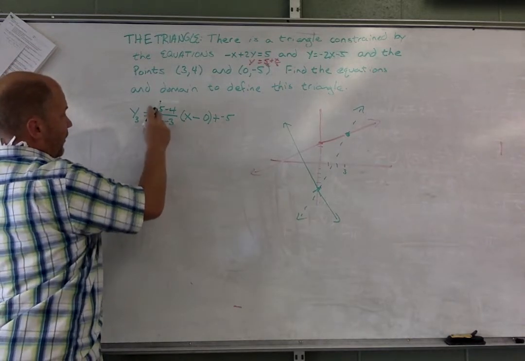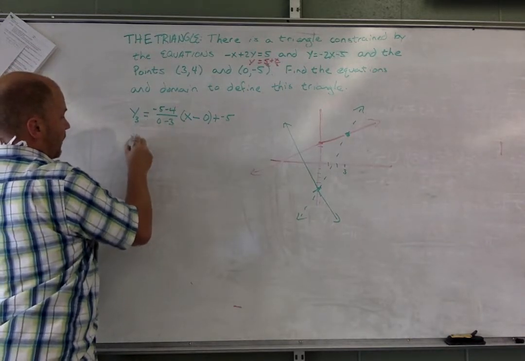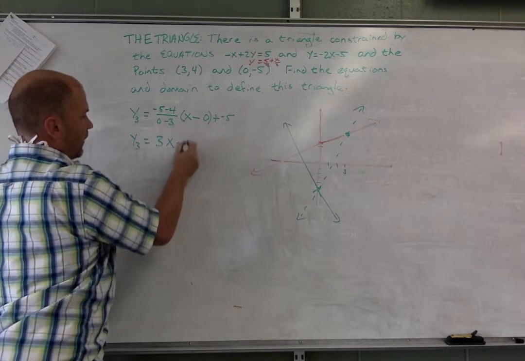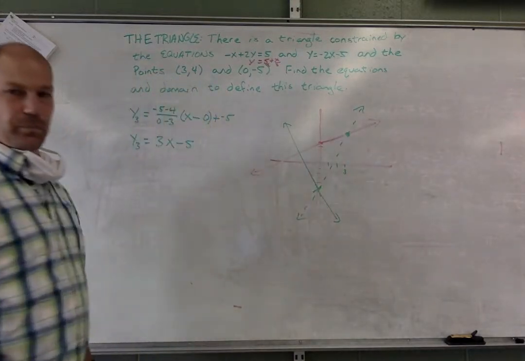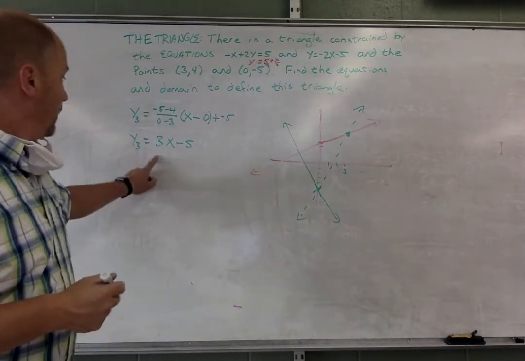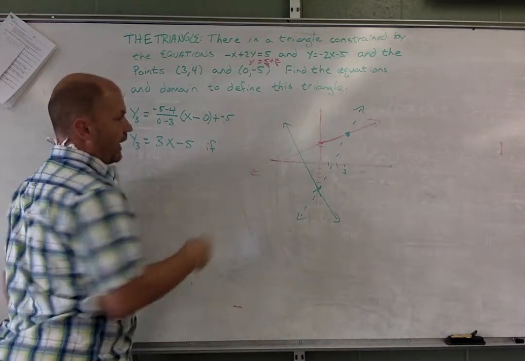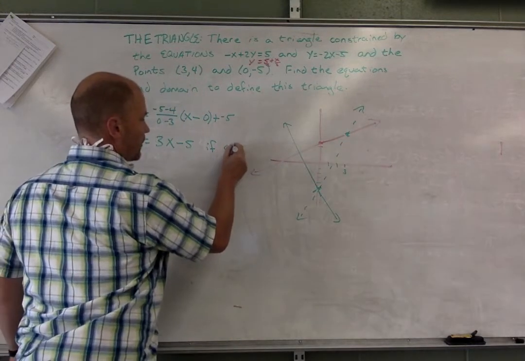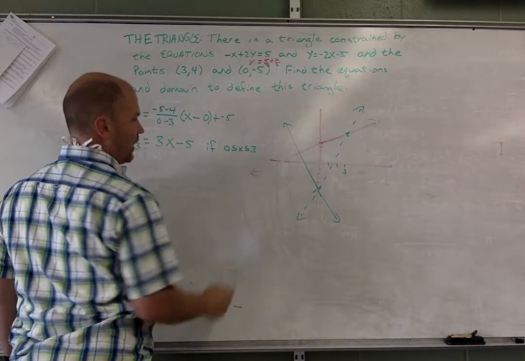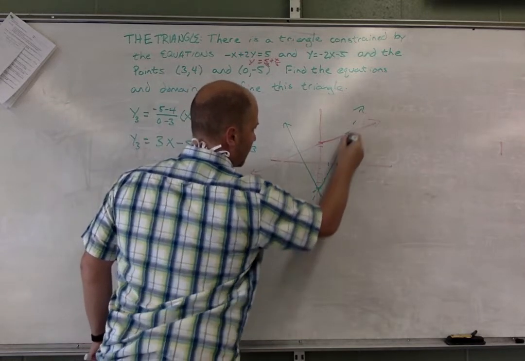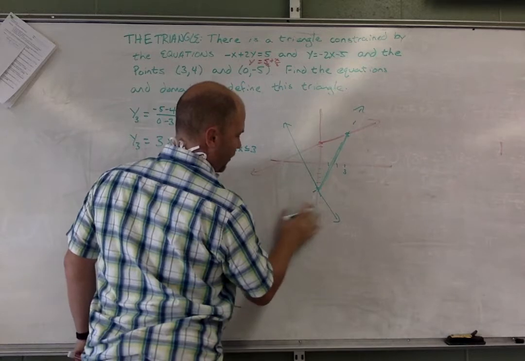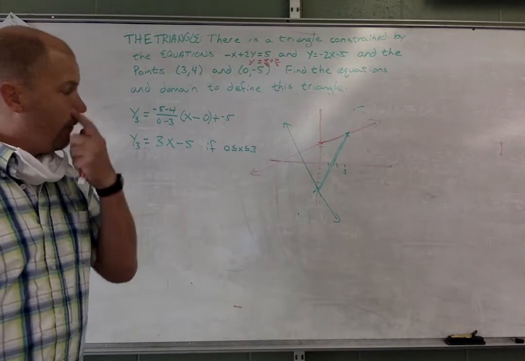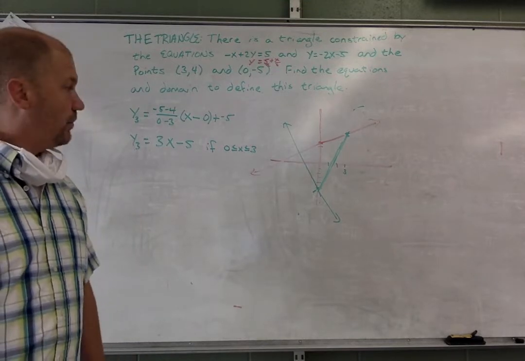I'm going to simplify this. Negative 9 divided by negative 3 gives me a slope of 3, so 3x minus 5. Boom, that makes sense. We only care about this equation if x is between 0 and 3, so 0 is less than or equal to x is less than or equal to 3. That's the part that I care about, and the rest gets eliminated. So I have one of my sides already. That's great.